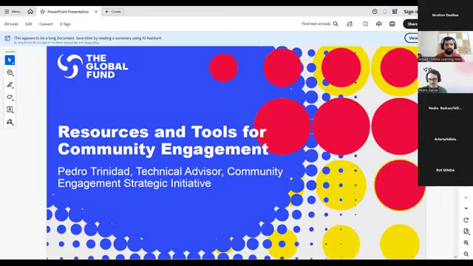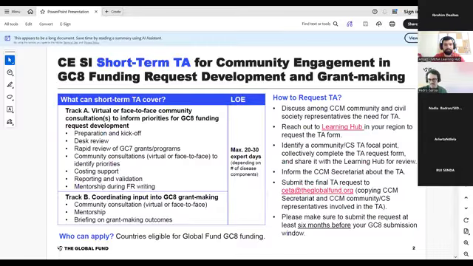So we've heard different examples of the key importance of community engagement throughout this morning's webinar. In terms of what the strategic initiative can support and is supporting already, we have what we call short-term TA, which is a mechanism that allows us to deploy around 20 to 30 expert days, depending on the country and on how many Global Fund grants there are in the country. And the TA can support communities in different types of support during funding request development and during grant making.